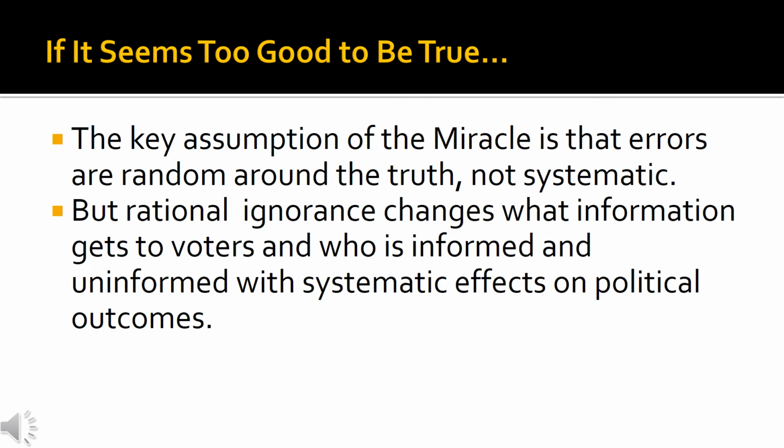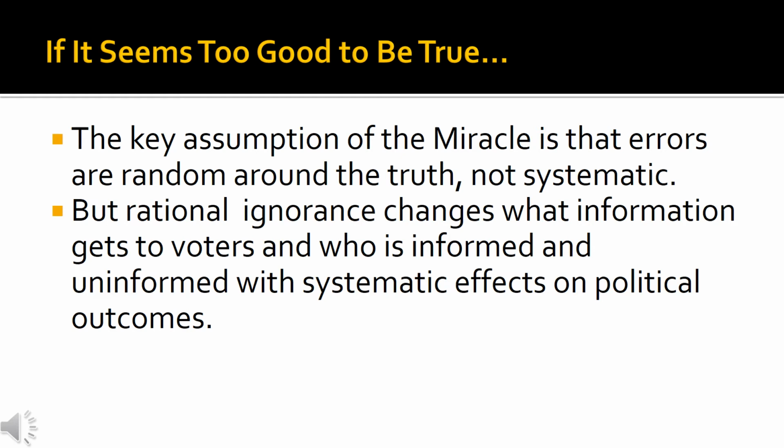Now, the key assumption, which you may have noted when I mentioned it on the last slide, is that the errors are random. That was the assumption. They may not be random around the truth. So people may not be randomly wrong. There may be something systemically making them all wrong in the same direction.